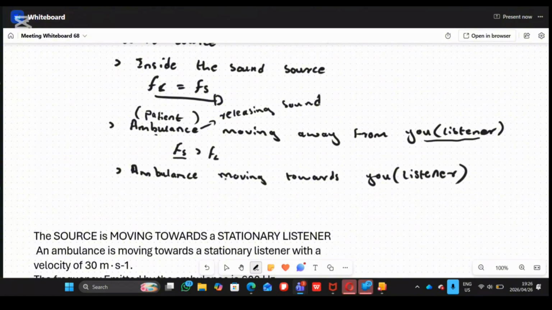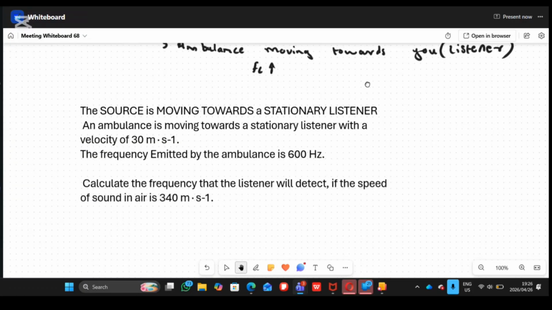So now, in this case, ambulance is moving towards you, which means the frequency of the listener will actually be higher now. The frequency of the listener is going to increase. For this scenario, let me just say increase, because I can't say frequency of the sound source is less than frequency of the listener. I can't actually say it like that. Okay, let's see if my examples make sense to you.